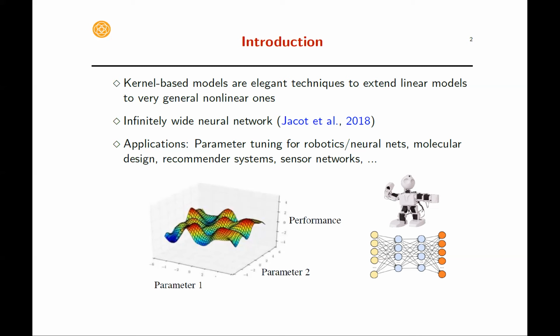And this problem in general finds applications in a variety of domains, including parameter tuning for robotics, neural networks, molecular design applications, recommender systems, sensor networks. But in general, in these kinds of problems, we have a not very large number of parameters over which we want to regress or optimize performance.